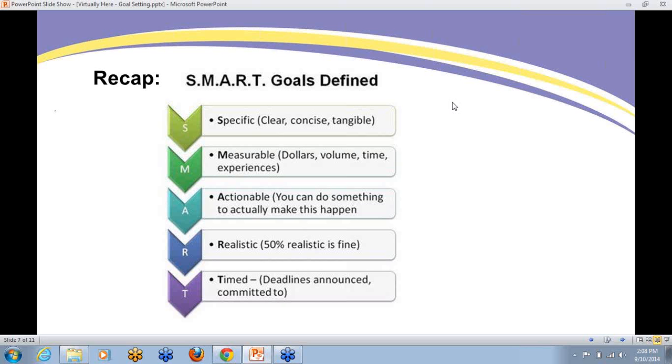So, to recap the SMART goals, you want to be specific, measurable, actionable, realistic, and timed. So, at this point, I want to go to questions.